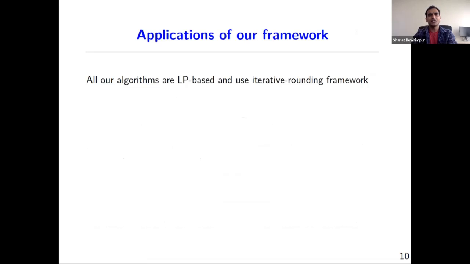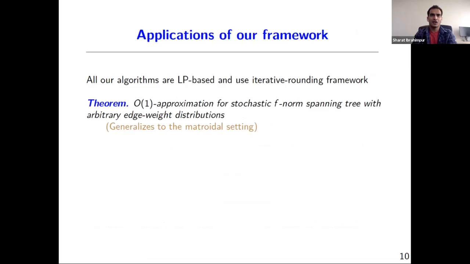Due to time constraints, I'll only go over high-level applications of our framework to designing approximation algorithms for stochastic load balancing and stochastic spanning trees. All our algorithms are LP-based and use iterative rounding. Our first application is an order 1 approximation for stochastic minimum norm load spanning tree with arbitrary edge weight distributions. This theorem also generalizes to the matroidal setting.